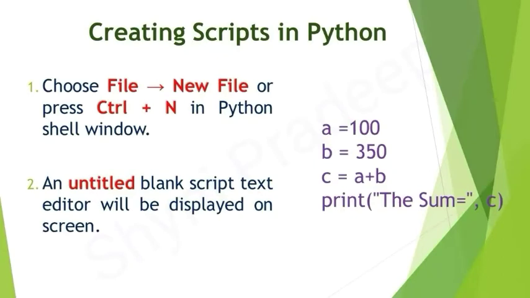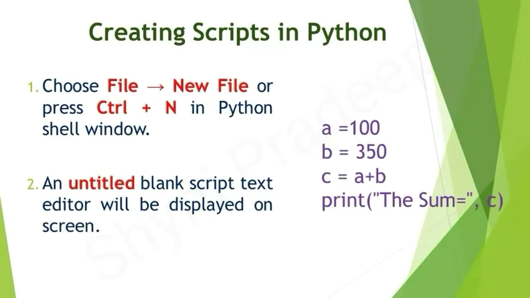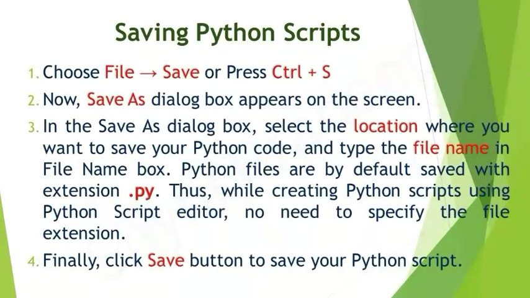To open Python shell window, click File menu and select New File option. Otherwise, press Ctrl plus N. And this is the keyboard shortcut for opening Python shell window. Okay. When you're giving this option, one untitled blank script editor will be displayed on the screen. In that blank screen, you have to type your code. After that, save this code. Okay. For that, choose File menu and select Save option. Otherwise, press the keyboard shortcut Ctrl plus S. You all know how to save a file.